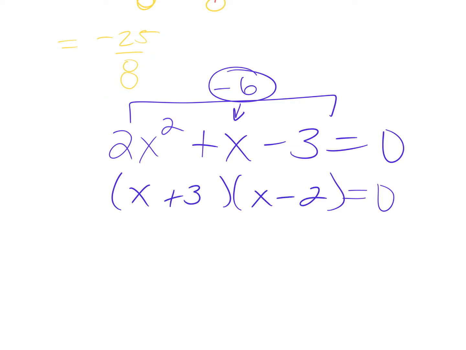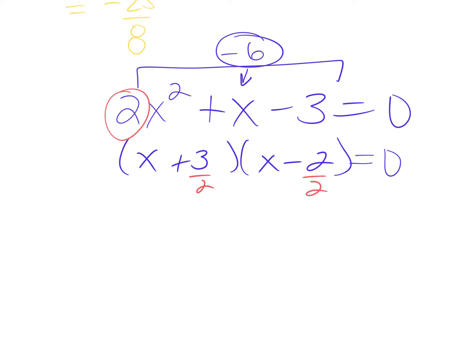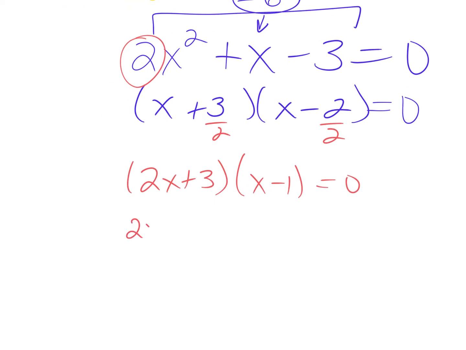What do I have to do now? Divide. Good. Divide everything by 2 because A is not 1. Does 3 divide by 2 pretty? No, so it just becomes 2x plus 3. 2 divided by 2? Yep. And then what do I do to each of these pieces? Set them equal to 0. So 2x plus 3 equals 0. X minus 1 equals 0.